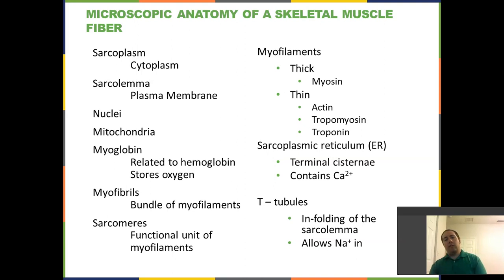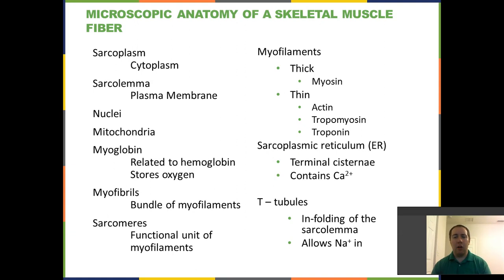We also have the sarcoplasmic reticulum, which is the same thing as the endoplasmic reticulum. In this case, it does have some extra functions though. It is going to contain something called the terminal cisterna. The terminal cisterna are going to contain a large storage amount of calcium. And we'll see that calcium is going to be very, very important in causing the muscle to contract.